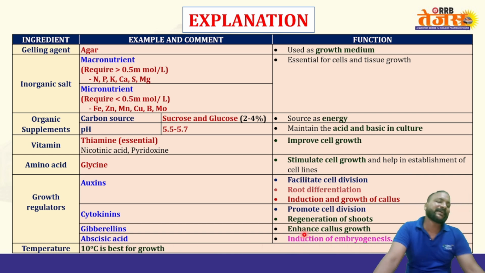Finally, temperature will be 10 degrees centigrade, which is the best for growth. Do remember this slide particularly, so the rest of the questions will be coming from this slide only. Most of the questions from plant tissue culture are the things they have asked for.